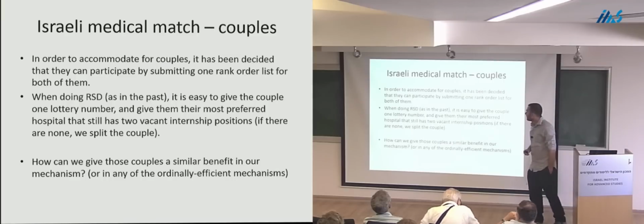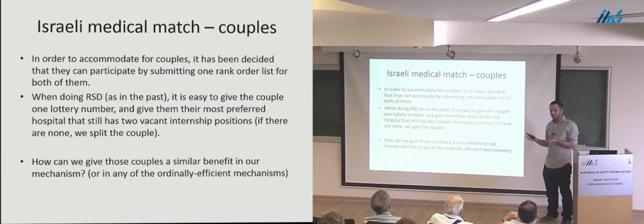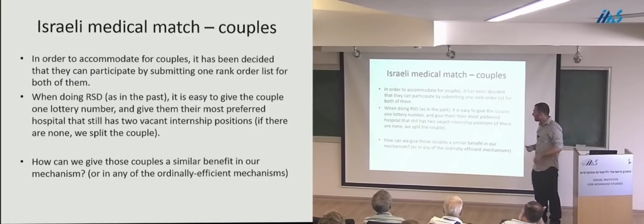Sorry. Now, in order to accommodate couples, in previous years what they did is they just told them, okay, you can rank all the hospitals. You get to rank together one list. You cannot rank pairs. You rank, I want to be, either both of us go to Ichilov or both of us go to Soroka, and so on. And in the random serial dictatorship, you get one note in the hat.